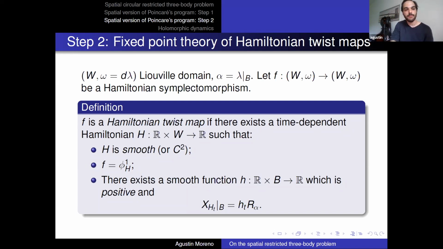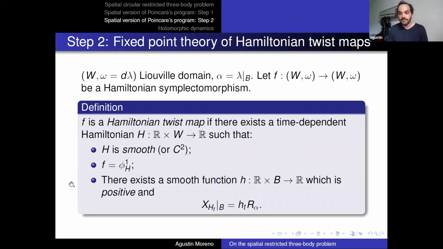So the abstract definition is: you start with some Liouville domain, you look at the contact form at the boundary, and you start with some Hamiltonian symplectomorphism of the Liouville domain. I will want to say that this is a Hamiltonian twist map if I can find a time-dependent Hamiltonian H with the following properties. First of all, this Hamiltonian should be smooth, or at least C2, for all the things that I will care about. C0 or C1 Hamiltonians are not good enough for us. This is for all the people who like C0 stuff.